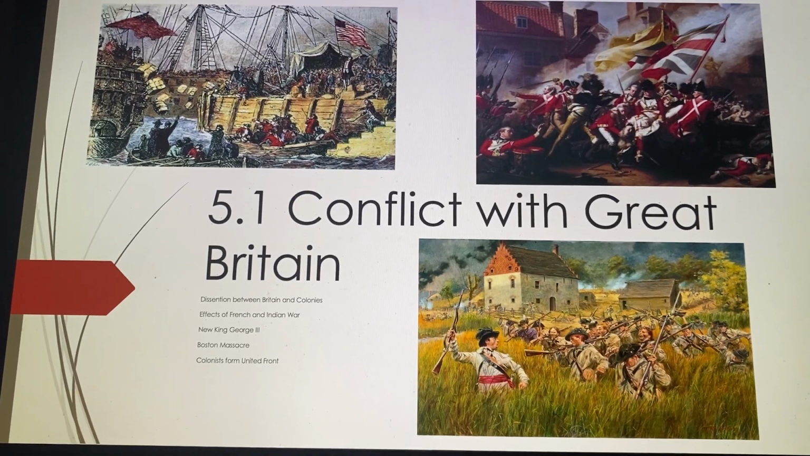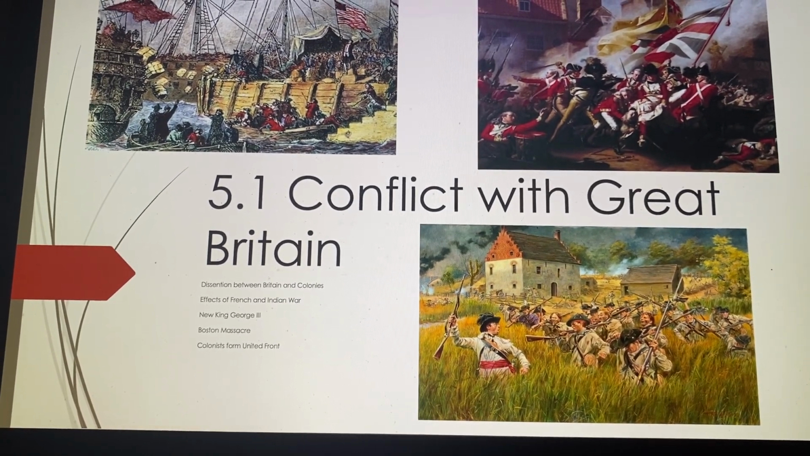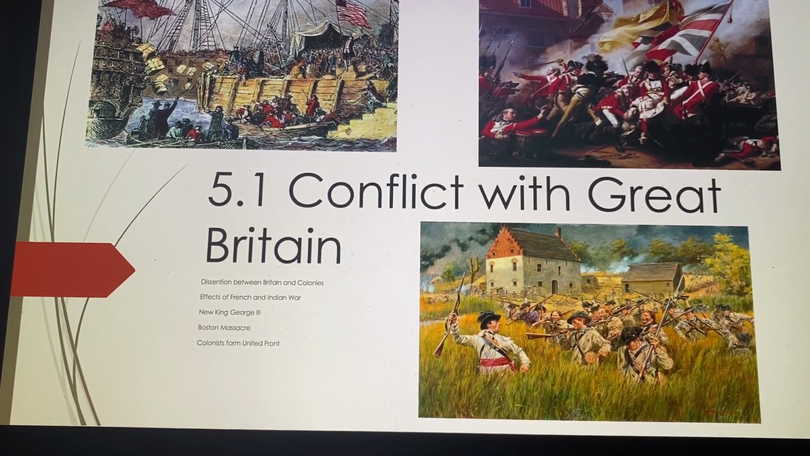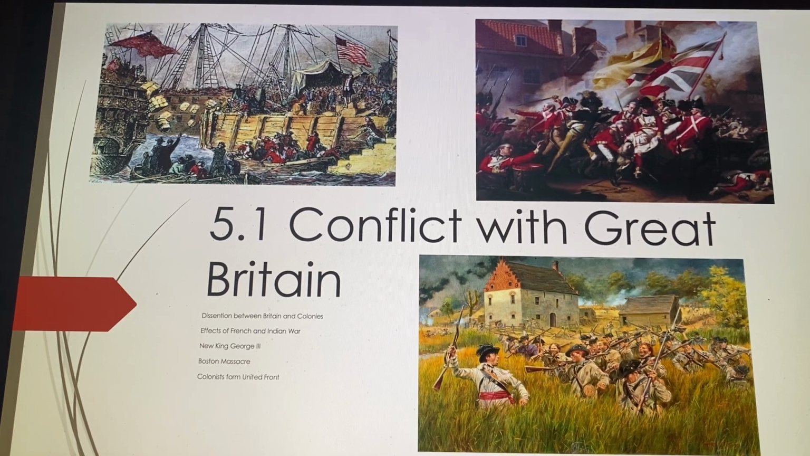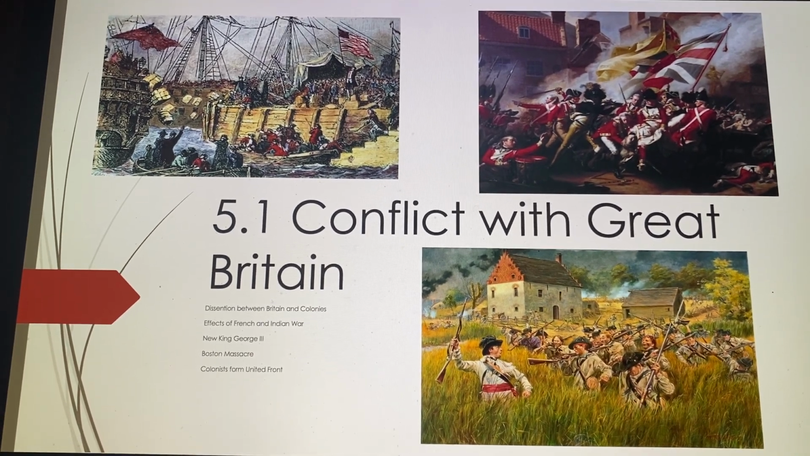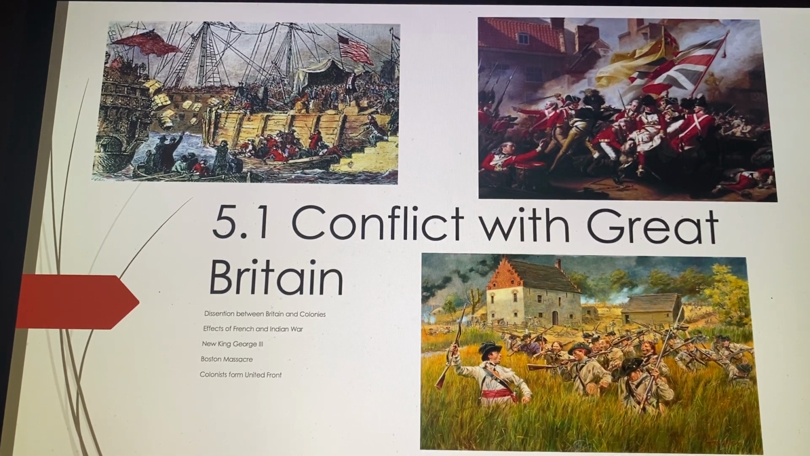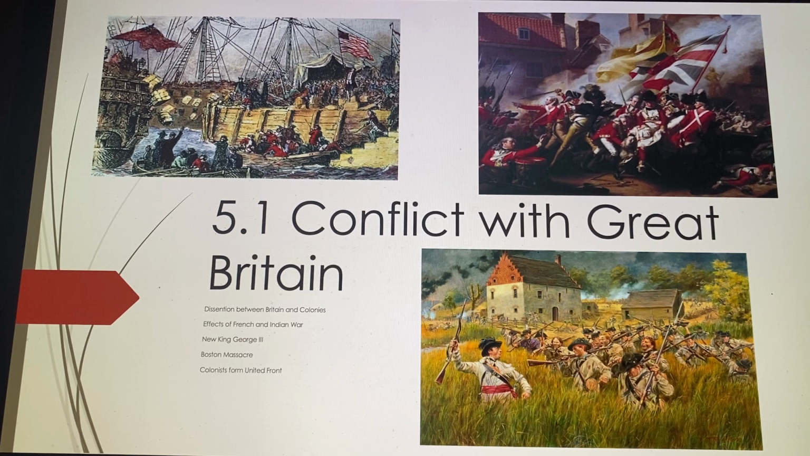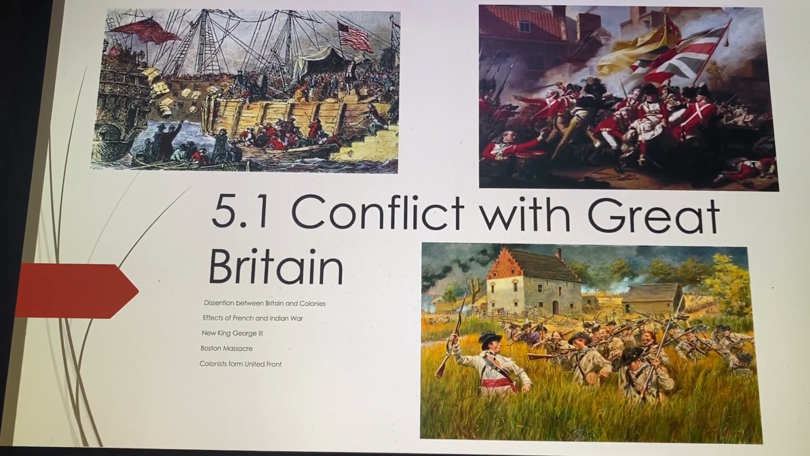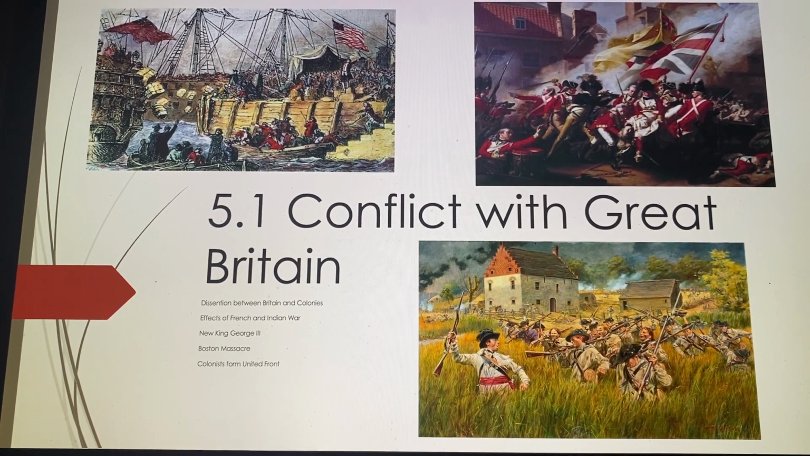So we're in your U.S. history book in Chapter 5, Section 1, Conflict with Great Britain. And this will lead on to the War of Independence. And here you see some pictures there. Picture of the Boston Tea Party, so-called the Boston Tea Party, onto the Revolution. And we'll see going on to the Minutemen, picture of the Minutemen in the bottom picture. So let's begin.